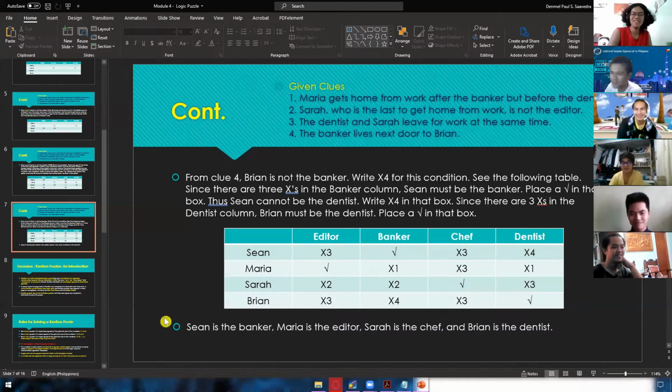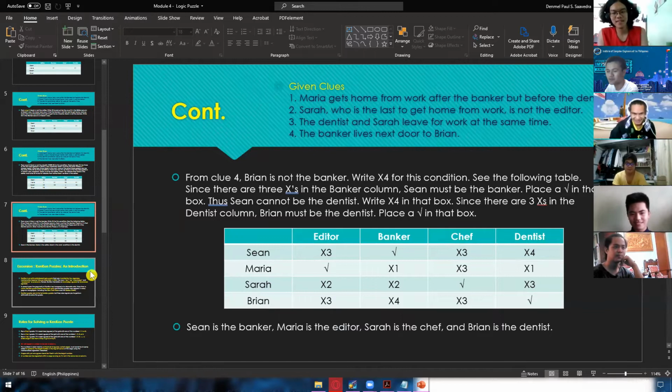Okay, so just let me know if you guys need more time. So don't you guys worry, we have plenty of time for this one. After this, we can now move on to the next one, which is the KenKen puzzle.